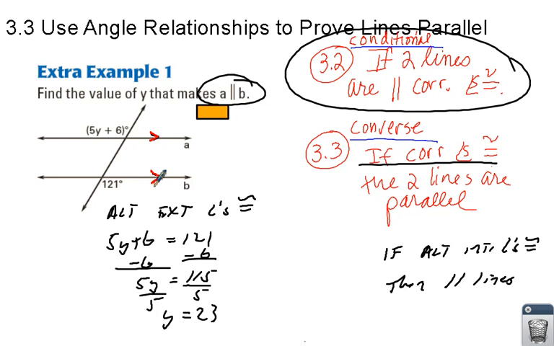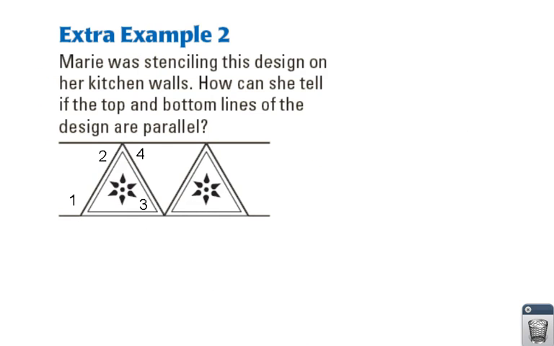Going to the next slide. Marie was stenciling a design on her kitchen walls. How can she tell if the top and bottom lines of the design are parallel? Well, she's going to have something be congruent to each other. Alternate interior, alternate exterior, but if she wants these two to be parallel, we're probably going to have to work on having alternate interior angles. So I could say, let's make the measure of angle 4 congruent to the measure of angle 3, and then we'd have parallel lines.